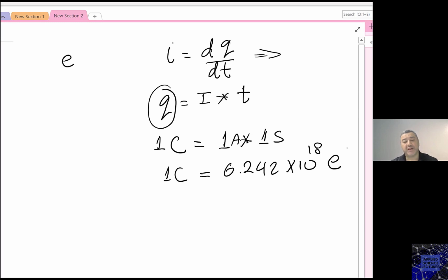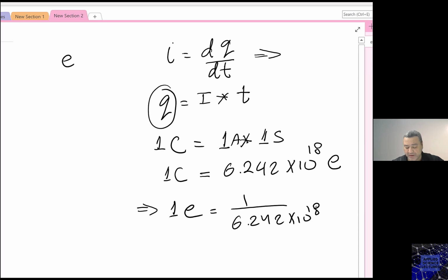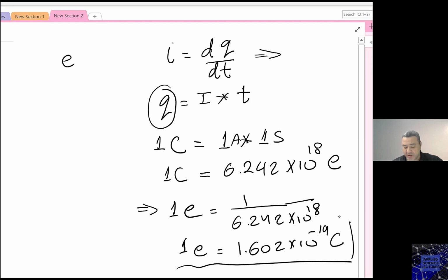If I now find the relationship between this e, which is my elementary charge, that is the smallest charge unit as I said, then 1e equals the inverse of 6.242 × 10^18, and then 1e is 1.602 × 10^-19 Coulomb. So this is the equivalency between the elementary charge and the Coulomb.